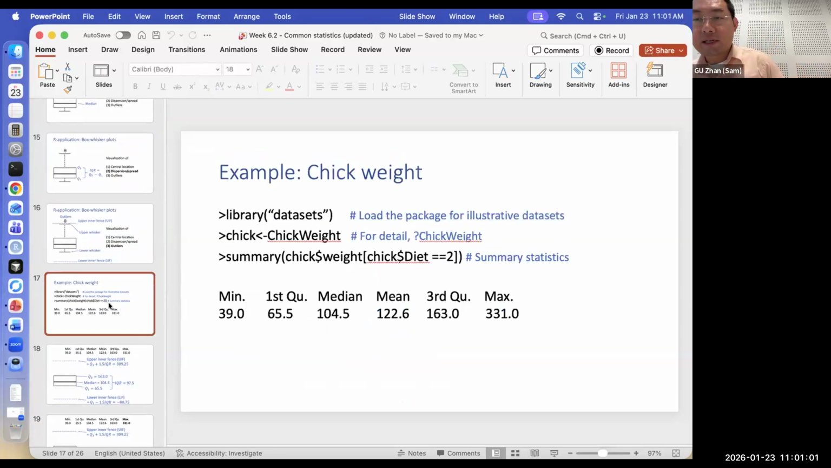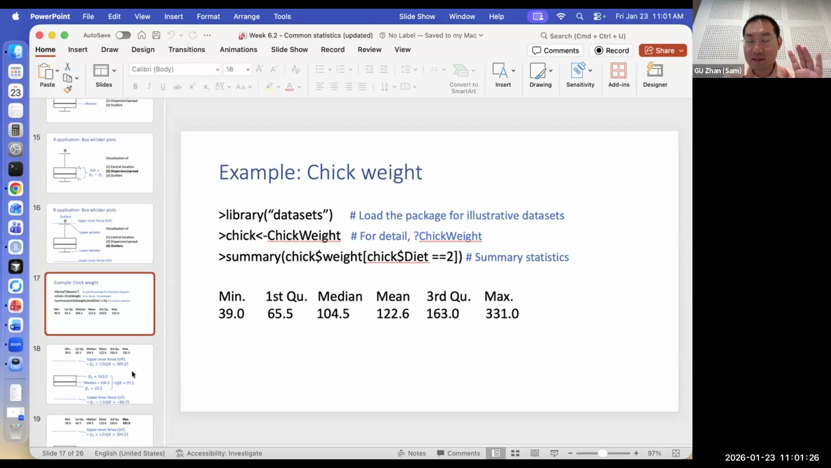So in general, for a sample of numeric values, we can have what is called summary statistics, which are the minimum value, maximum value, median, mean, first quartile, and third quartile. So 1, 2, 3, 4, 5, 6. These are the 6-point summary statistics in general.